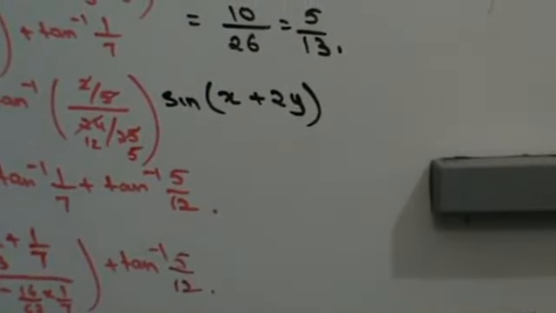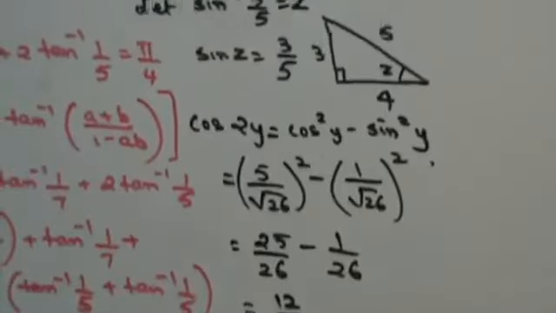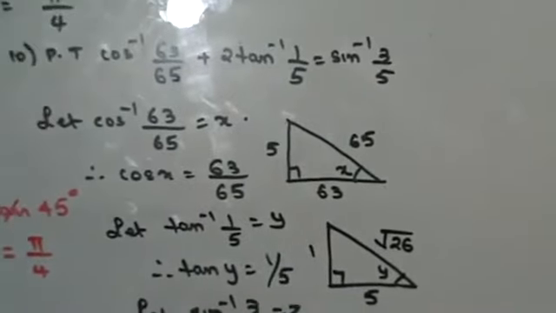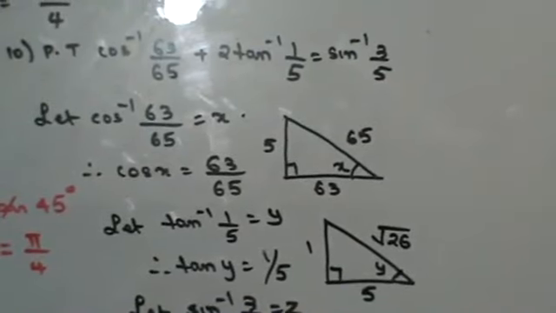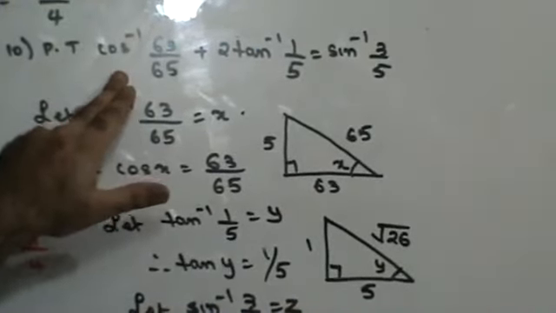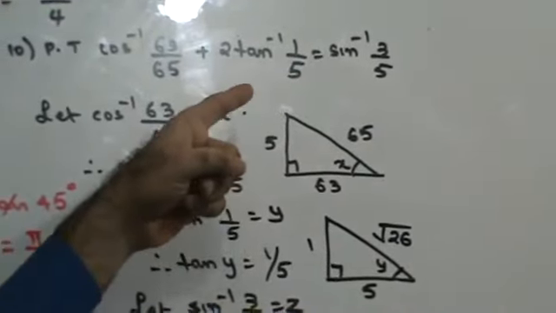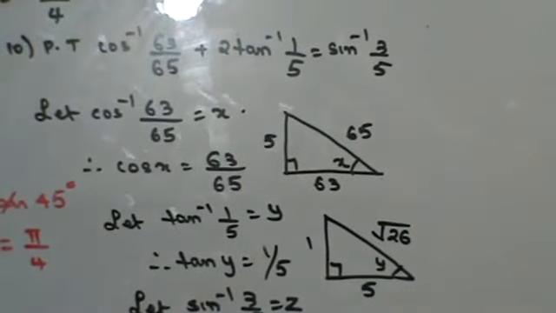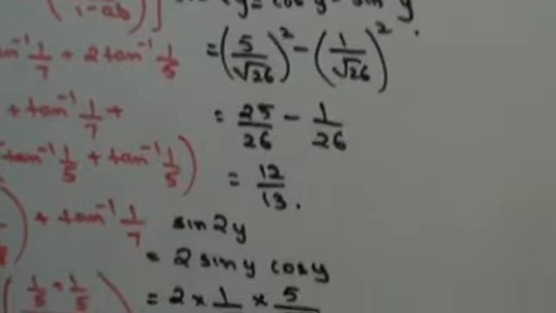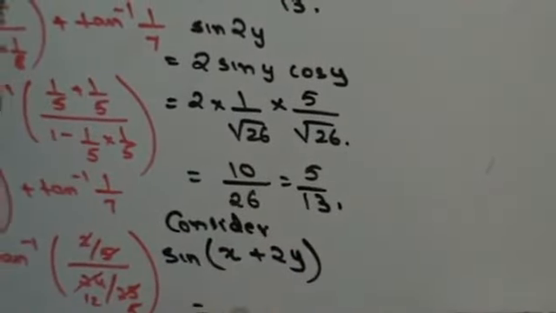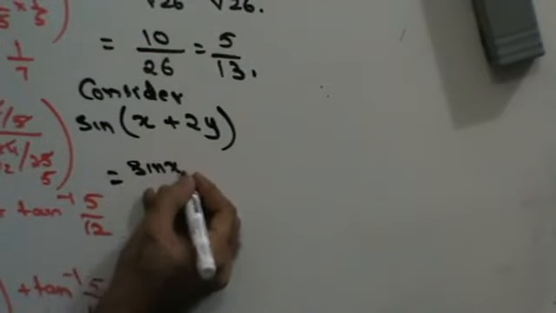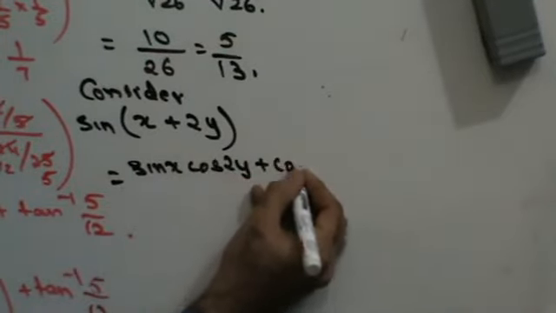Do you understand how I get this? Guys, take the variables from the left hand side, take the function from the right hand side. This is x, this is y. These are my two variables on the left hand side. The function on the right hand side was sine inverse. When I bring it on the other side, it becomes sine. So I'll say consider sine of x plus 2y. Now sine of x plus 2y, I can expand this by using the addition formula. Sin a plus b is sin a cos b plus cos a sin b.